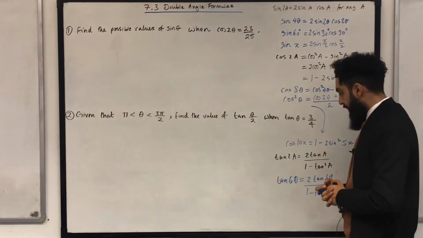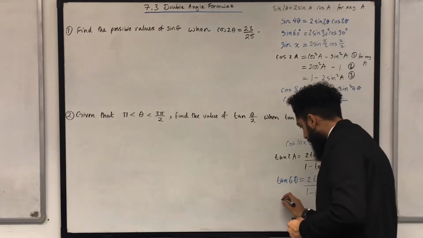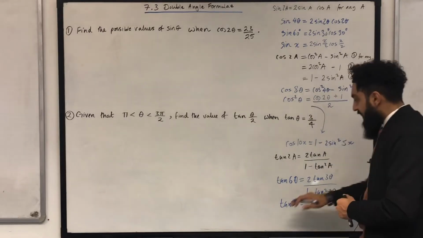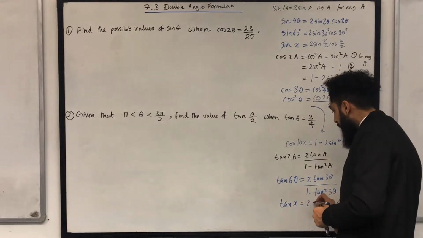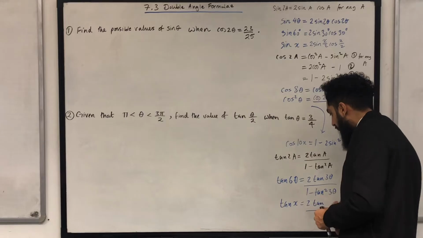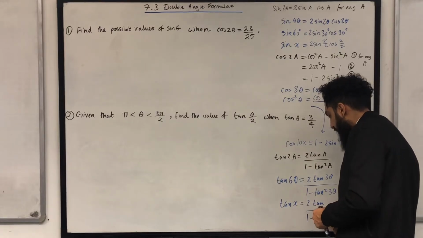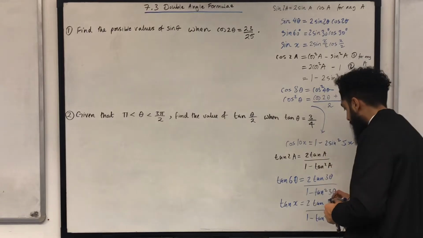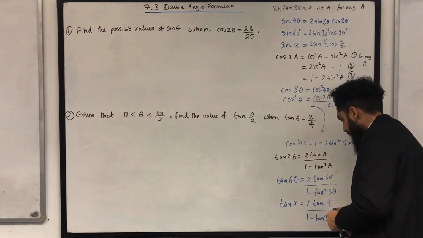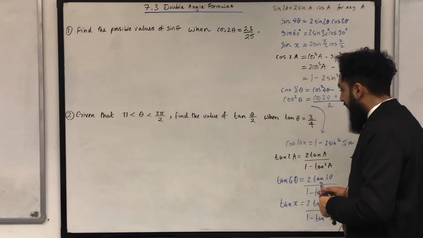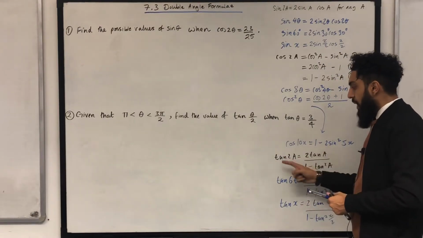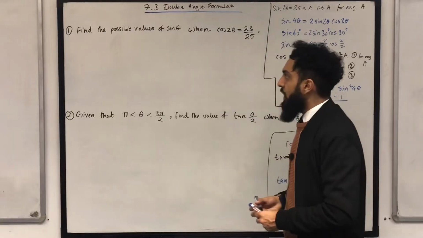One more example. You could have tan x, that's equivalent to 2 tan over 1 minus tan squared. Take the angle x, half it, x over 2. And there you have it. That completes my examples on using the double angle formula for tan. Let's have a look at question number 1.